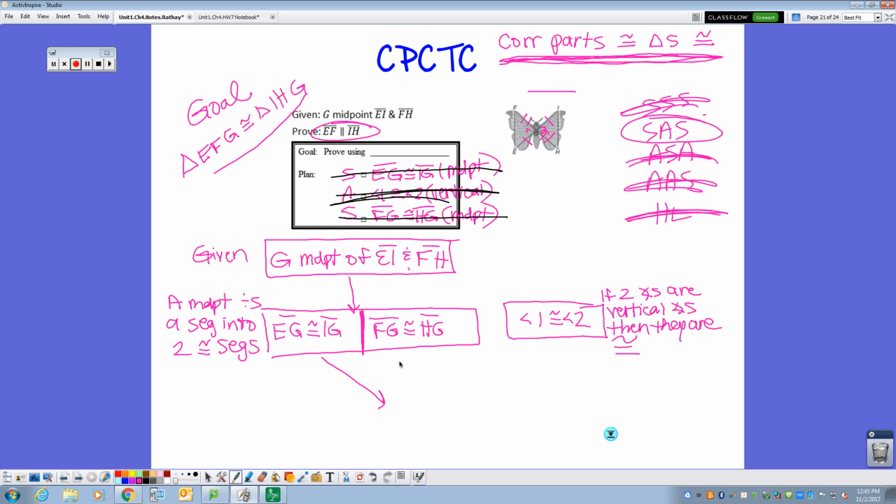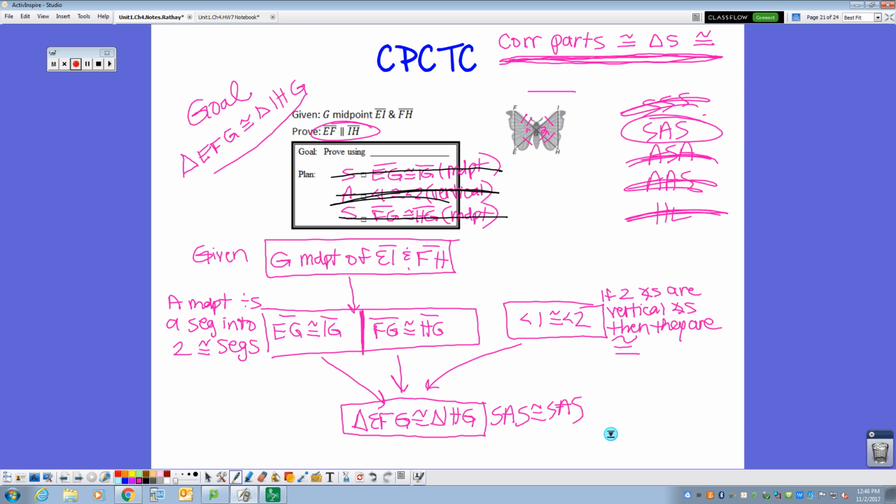I have 1, 2, 3 branches. They might not be in SAS order, but that totally doesn't matter. I have them all, so I'm ready to say triangle EFG is congruent to triangle IHG. Now, you don't have to name them the exact same way as I did, as long as you have the corresponding points in the right order. This was an SAS proof, so my reason is SAS congruent to SAS.